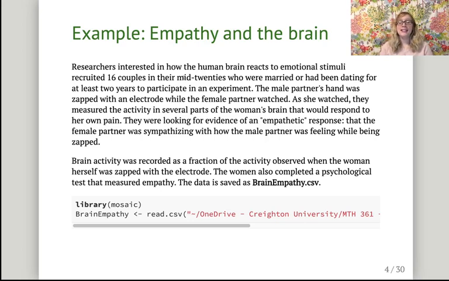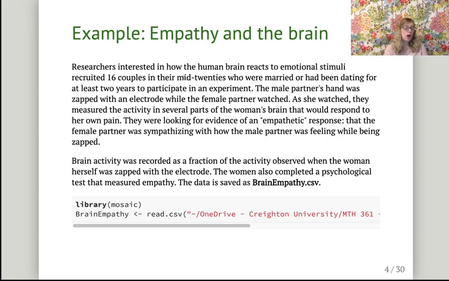So we'll use a data set called the brain empathy data set to get some practice with linear regression. This comes from a fun study that was done using 16 heterosexual couples in their mid-20s. They picked couples that had been in a long-term relationship for this experiment, so they were either married or had been dating for at least 2 years. In this experiment, the male partner's hand was zapped with an electrode while the female partner watched. As she watched, they measured the activity in several parts of her brain that would respond to her own pain.